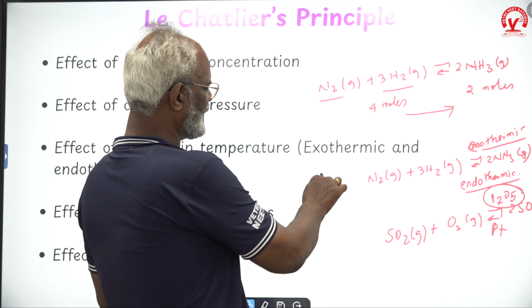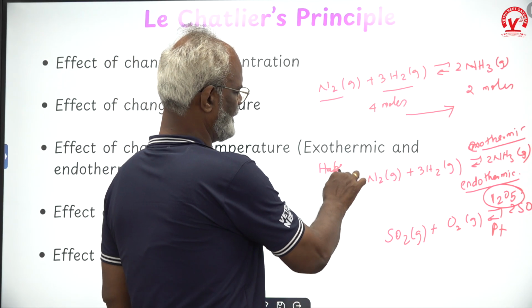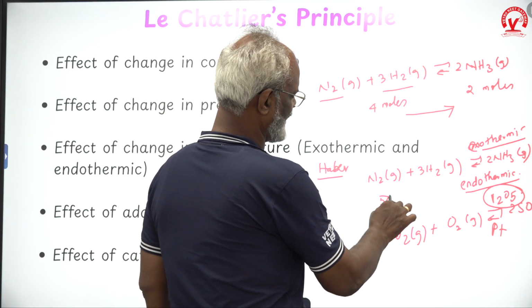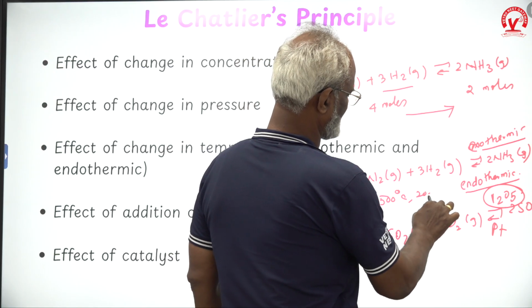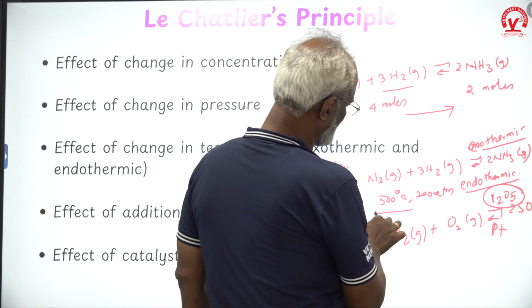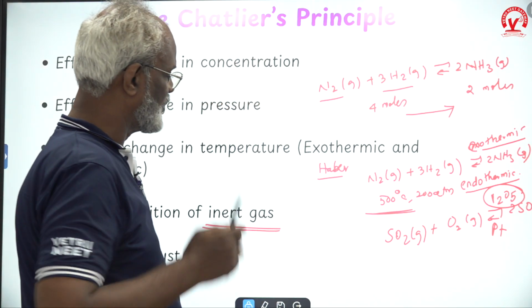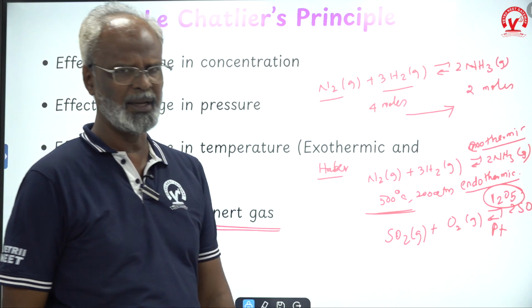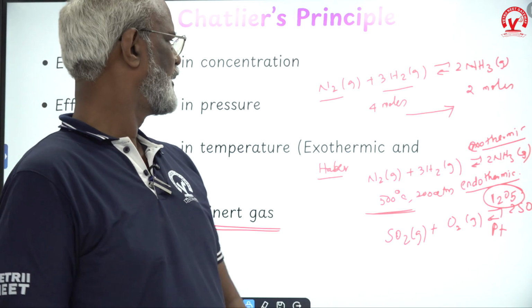This is called the Haber process, the manufacture of ammonia. The temperature is around 500 degrees centigrade, and 200 atmospheric pressure is used. Even though the low temperature will favor the production of ammonia, to increase the speed of the reaction we have to use a moderate temperature.